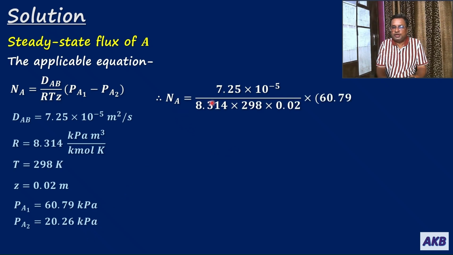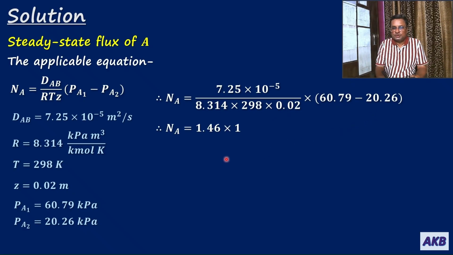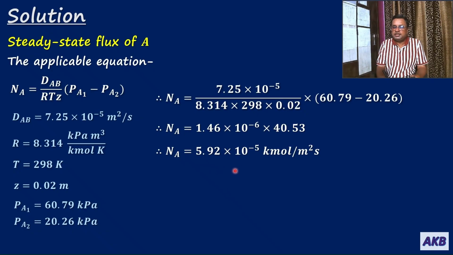Therefore NA will be equal to 7.25 into 10 to the power minus 5 divided by 8.314 into 298 into 0.02, into 60.79 minus 20.26. This quantity comes out to be 1.46 into 10 to the power minus 6, and the difference is 40.53. Therefore NA comes out to be 5.92 into 10 to the power minus 5 kilomole per meter square per second, and that is what we have to report in this case.